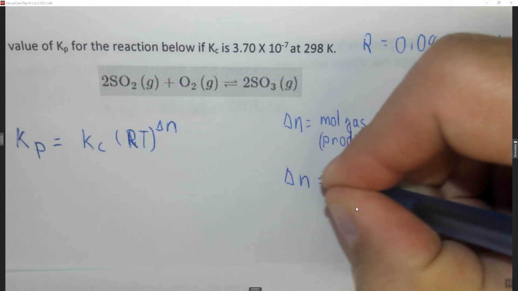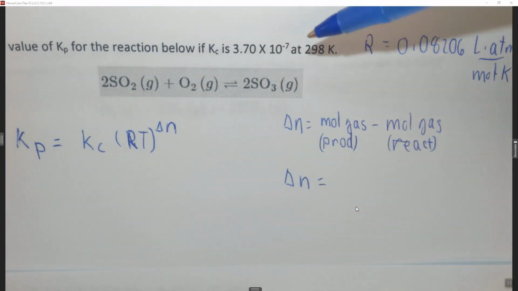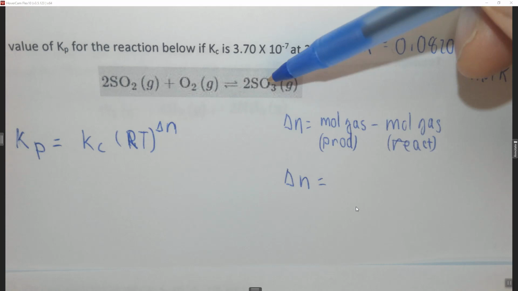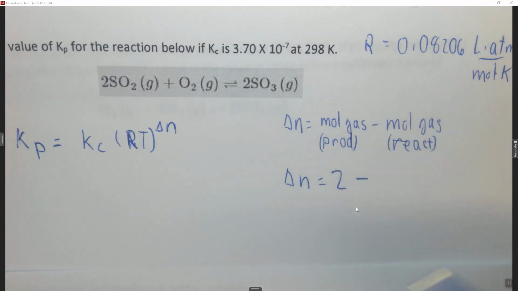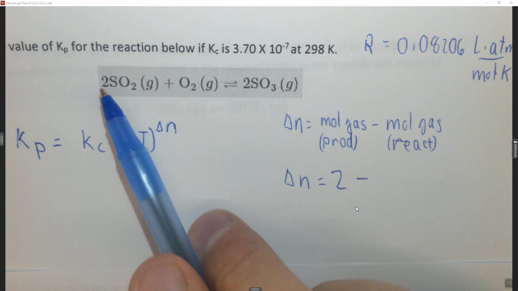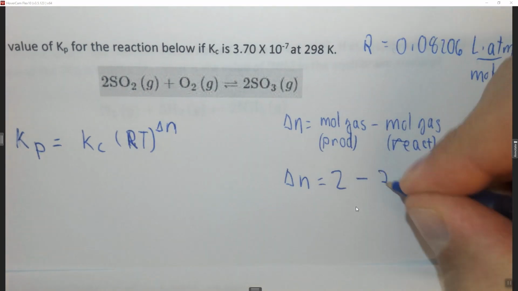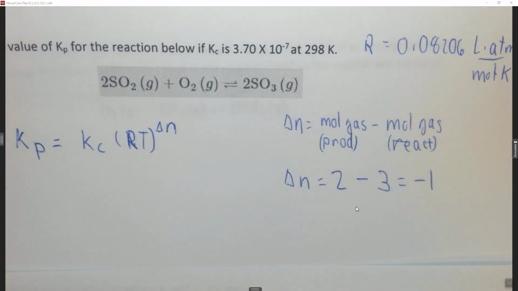Delta N equals the moles of gas of the products, which are going to be 2, minus the moles of gas of the reactants. Notice that everything on the reactant side is a gas. So we have 2 plus 1, which is 3. So in this case, delta N is equal to -1.